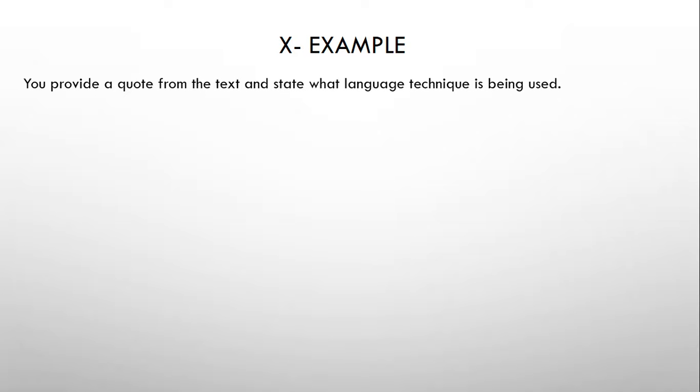Now, X stands for example. Now, that's pretty self-explanatory. You provide a quote from the text and state what language is being used. So what language technique? Is it a simile, a metaphor, repetition? And the quote that you choose should prove your statement. So it should make sense in the context that you're talking about. So if I'm talking about cultural dislocation in Sad Joke on a Marae and disconnection from heritage, my quote should help me prove that that is true.